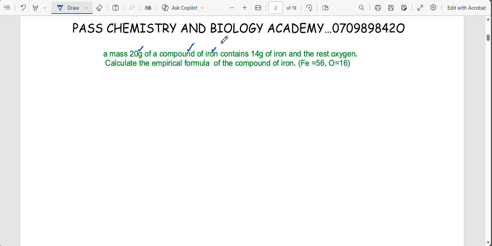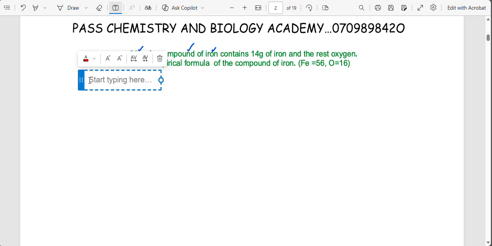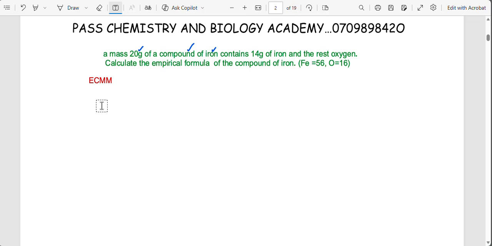So what is the other question saying? They are saying a mass of 20 grams of a compound of iron contains 14 grams of iron and the rest oxygen. Calculate the empirical formula of the compound of iron. Let's analyze that very fast.